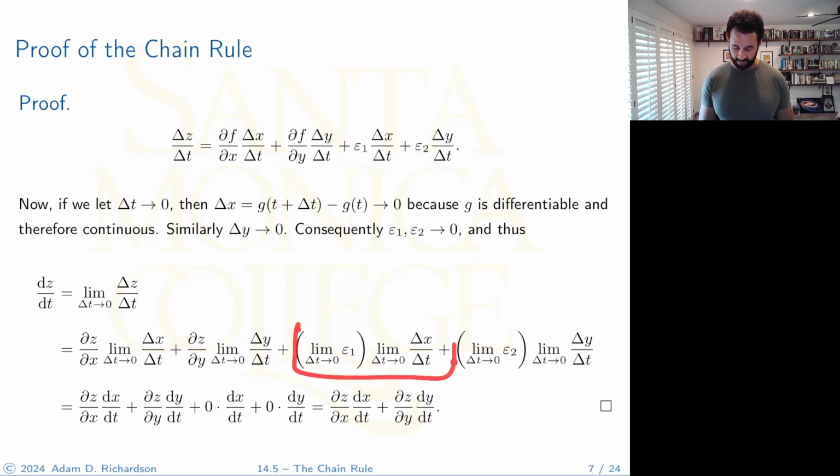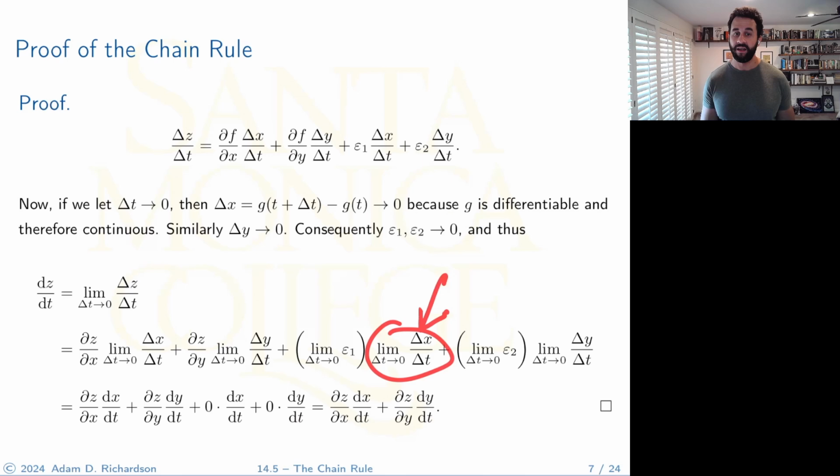Now I could do limit of a product as a product of the limits. Why? Because both of these limits actually exist. Remember, you can't use those properties of limits unless you know both of the limits actually exist. But this limit does exist. It's 0. This limit does exist.